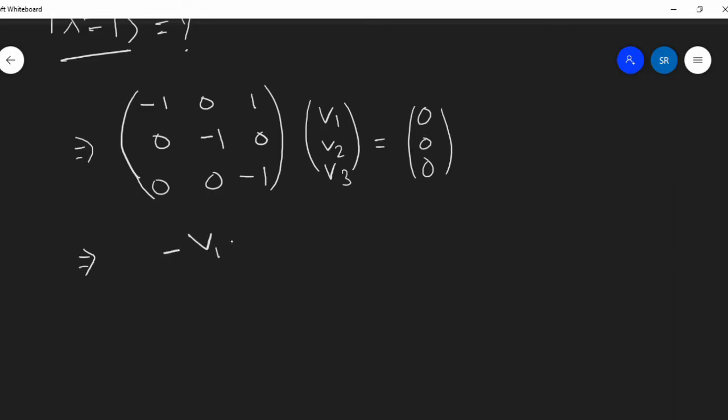But anyway, I digress. So the first row gives us v3 minus v1 plus v3, which is equal to 0. And from here, you can probably guess that v3 and v1 must be the same value. And here we have minus v2 equals to 0. Of course, so v2 equals to 0.